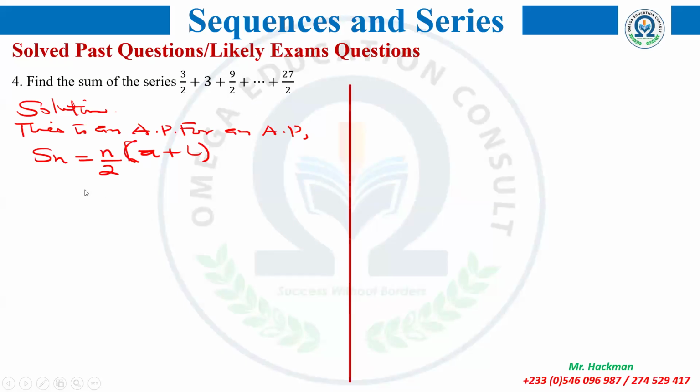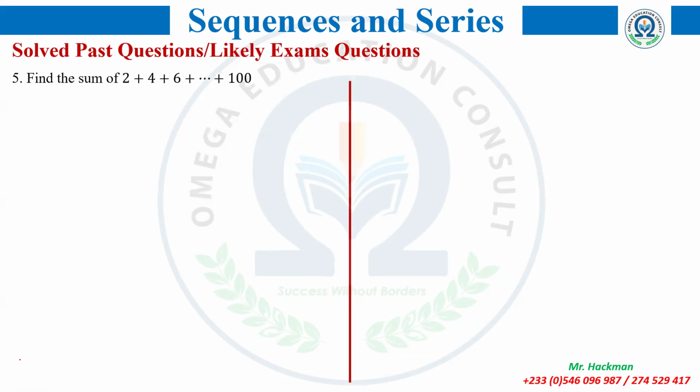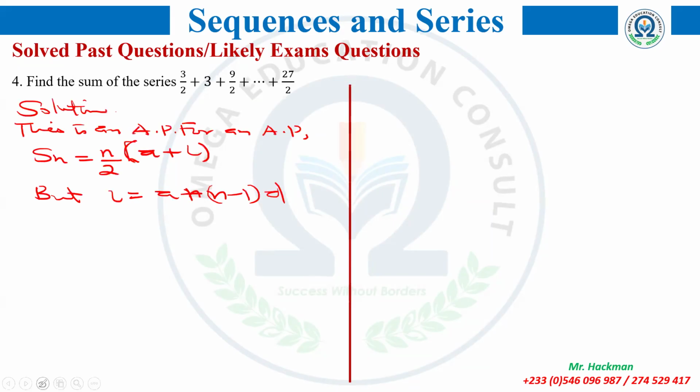Okay, so you use that, but how do we get our L? We know that L is equal to what? A plus n minus 1 into d. Do you agree? Yes, please. You agree? Okay, so I'm just walking you through.